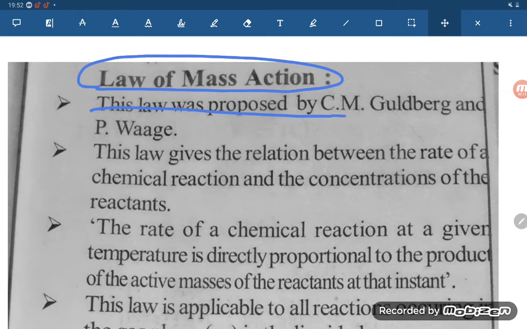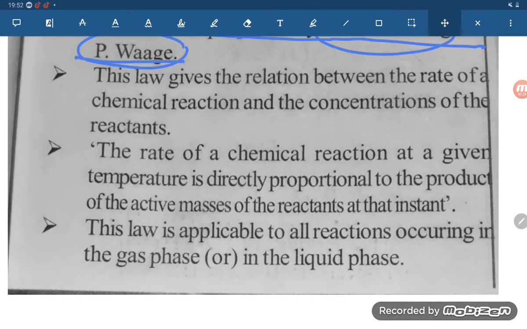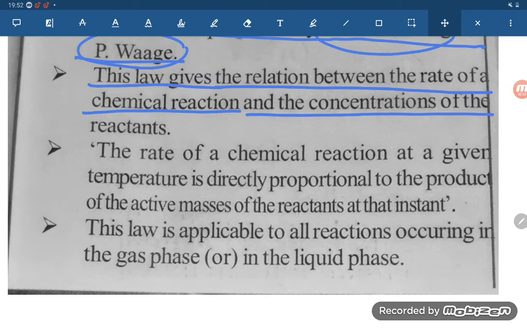This law was proposed by C.M. Guldberg and P. Waage. So these two scientists proposed the law of mass action. What is the meaning of the law of mass action? This law gives the relation between the rate of chemical reaction and the concentration of the reactant. So what is this relation about?